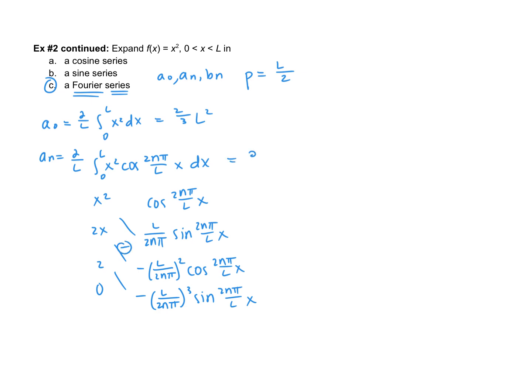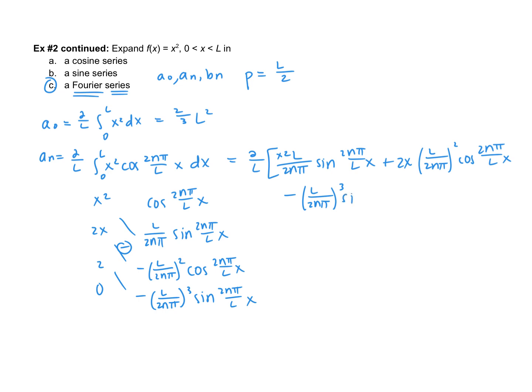So that gives us then 2 over L, and my coefficients are x squared L over 2n pi sine of 2n pi over L x, add 2x times L over 2n pi, that quantity squared, cosine of 2n pi over L x, subtract L over 2n pi, that quantity cubed, sine of 2n pi over L x. And all of that needs to be evaluated from 0 to L.